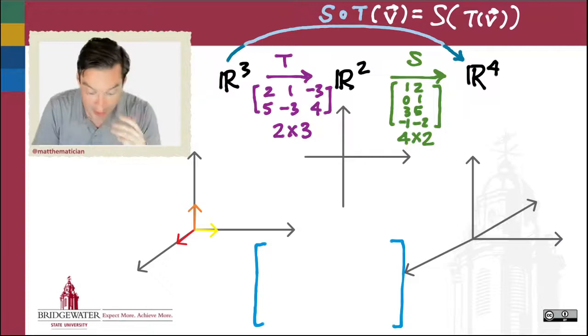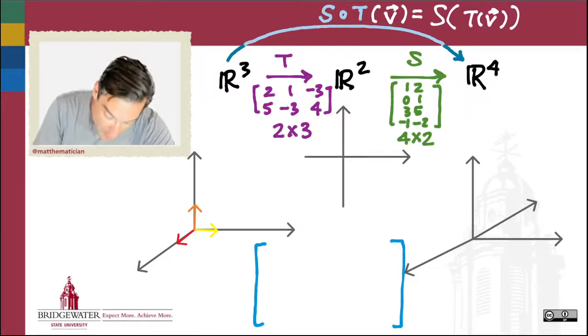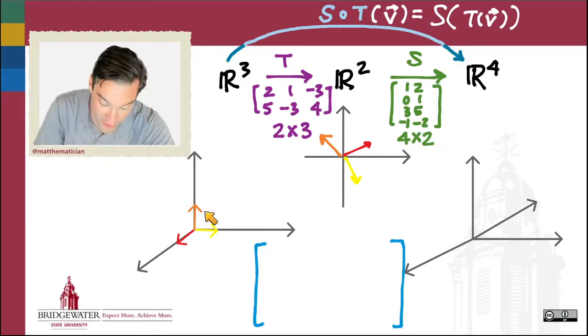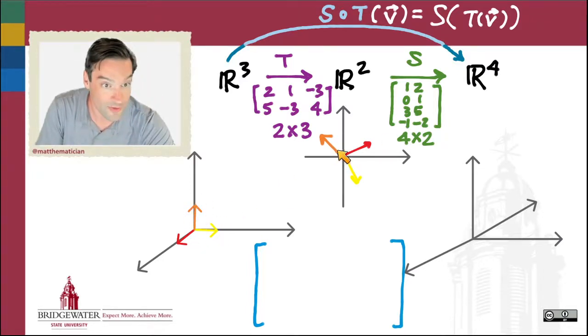So there are my 3 standard basis vectors in R3, and whatever their images are: the first standard basis vector is going to (2, 5), wherever that is. The second standard basis vector is going to (1, -3), so that's somewhere here in the 4th quadrant. And then the third standard basis vector is going to (-3, 4), so that's somewhere here in the 2nd quadrant. All right, so that's what this first linear transformation is doing. It's taking these three standard basis vectors and transforming them into the three columns of the standard matrix of T.